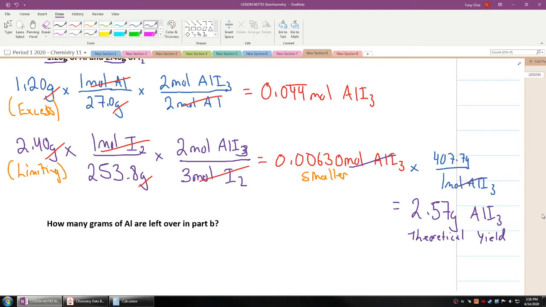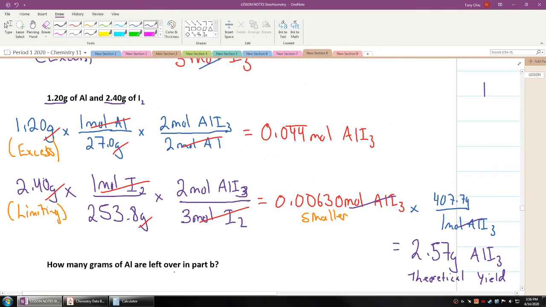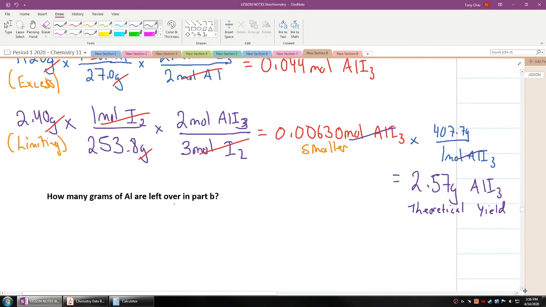Alright, so how many grams of aluminum are left over in part B? Well, that means because our aluminum is our excess, we're trying to find how many grams of our aluminum will be left over. So our first step is we're trying to find how many grams of aluminum is used up. Well, how do we find that?